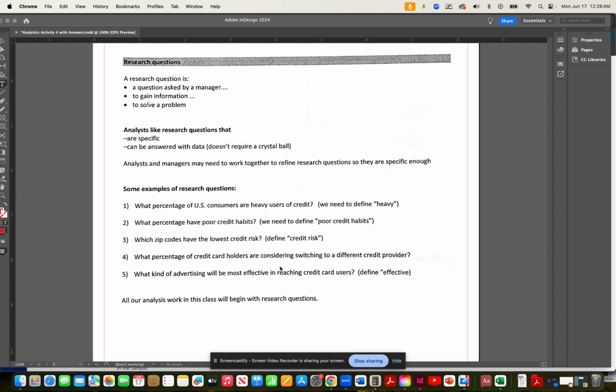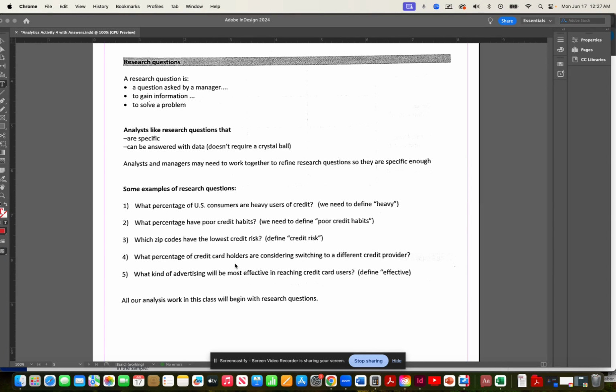So, for example, 5 examples here. What percentage of US consumers are heavy users of credit? So, that might be something that a manager might ask. But an analyst would be like, well, okay, what does heavy mean? And then, next question. What percentage have poor credit habits? Again, what do we mean by poor credit habits? And then, which zip codes have the lowest credit risk? Well, what's credit risk?